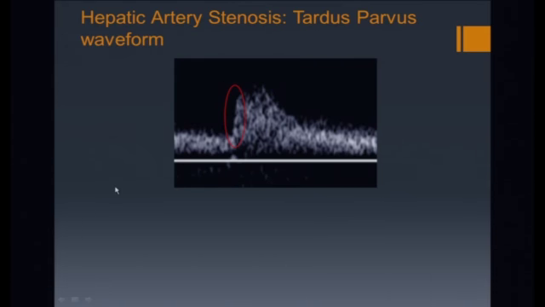Hepatic artery occlusion is absence of flow within the hepatic artery altogether, but hepatic artery stenosis is a rather more subtle diagnosis, but it is something that should not be missed. We detect hepatic artery stenosis by looking for the Tardus Parvus waveform. And the Tardus Parvus waveform refers to an abnormal slope in early systole. So this is the slope of early systole, and it should be very steep, like a very steep cliff, for instance.